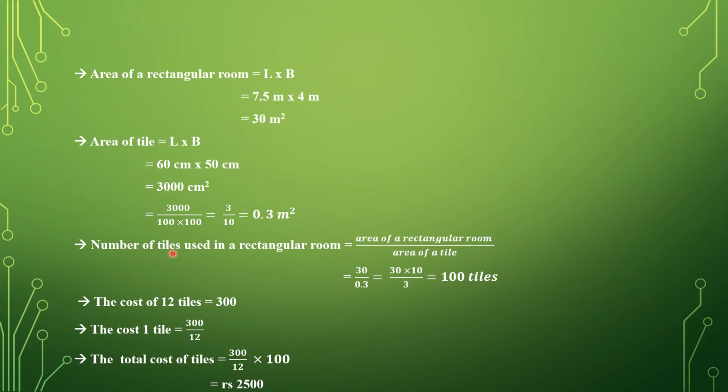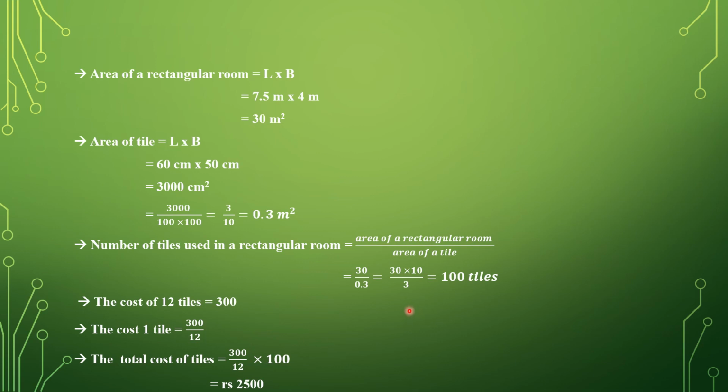So what will be the number of tiles used in the rectangular room? The area of the rectangular room divided by the area of a tile. The area of the room is 30, whereas the area of a tile is 0.3. Divide it, and you will get 100 tiles used for covering the floor of the rectangular room.